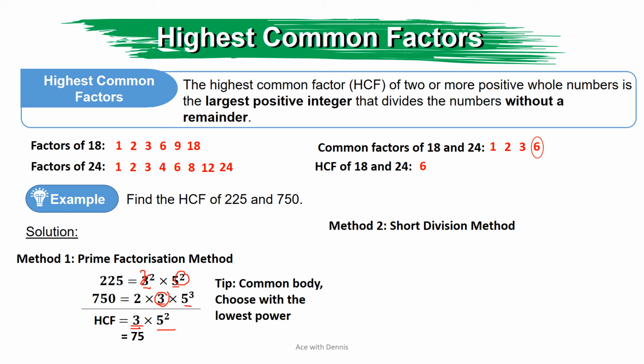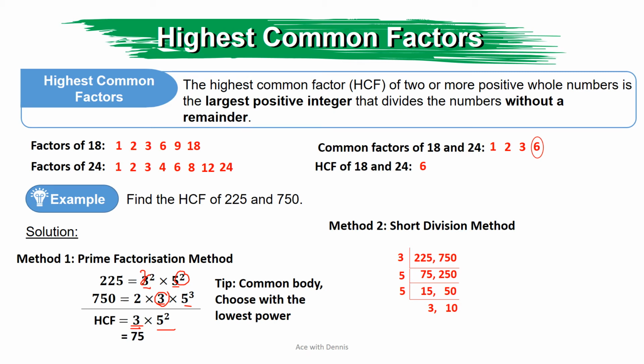The second method is called the short division method. First, we write down the two numbers together like this, and we start to divide with the prime numbers. We start with 3, so both numbers are divisible by 3, and we get 75 and 250. We continue with the next prime number, which is 5. So 75 divided by 5, we get 15. 250 divided by 5, we get 50. And these two numbers are divisible by 5. We continue with 5. We get 3 and 10.